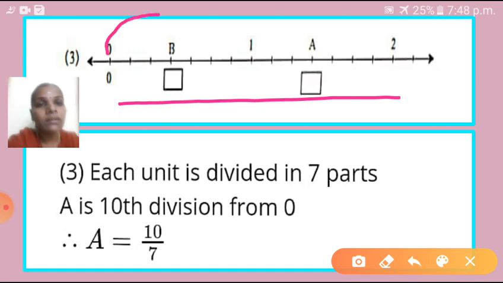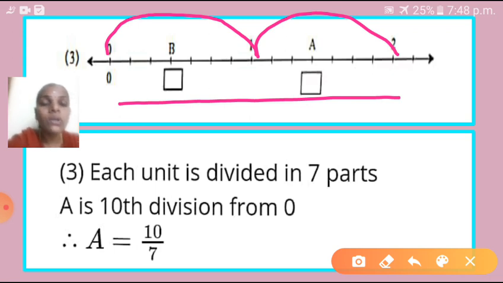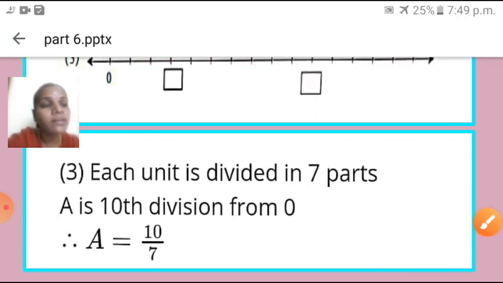This is one unit and this is the next unit. You have to count the parts here. How many equal parts are here? 1, 2, 3, 4, 5, 6, 7. So 7 parts. One unit is divided into 7 equal parts. So which number will come in the denominator, children? 7 only will come. But what will come in the numerator? Just count here.